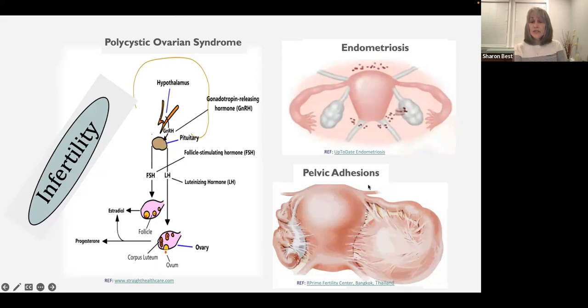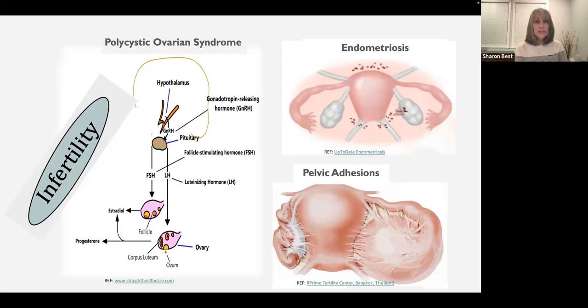Now, pelvic adhesions, we can think of these as scar tissue within the abdominal pelvic cavity. Just like if you had a laceration, if you fell and injured your arm or your knee, your skin is going to try to heal itself and oftentimes make a scar tissue. The same will happen within the abdominal pelvic cavity.